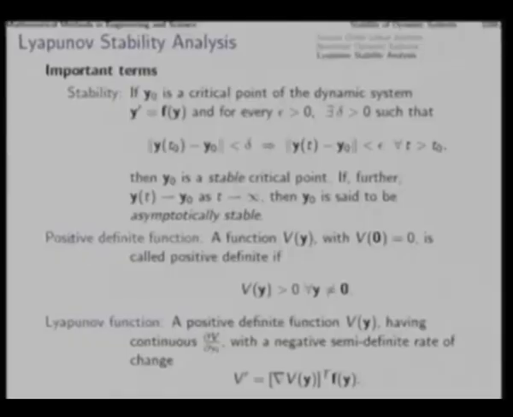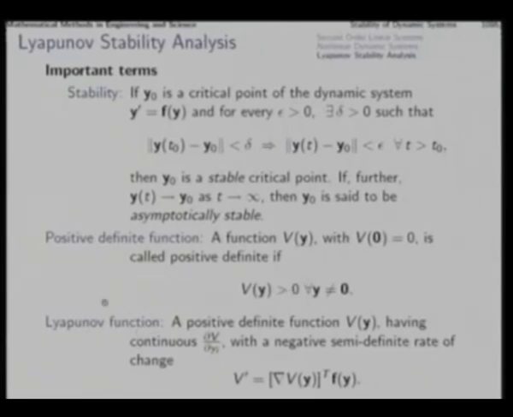In the stability analysis due to Lyapunov, there is another important term, that is the positive definite function. A function with value 0 at the origin, if it is always positive for non-zero points, that is away from the origin, then that is called a positive definite function, as we know positive definiteness in general.